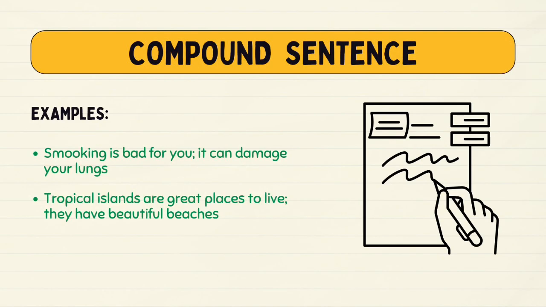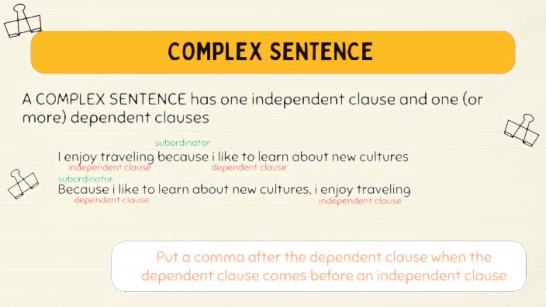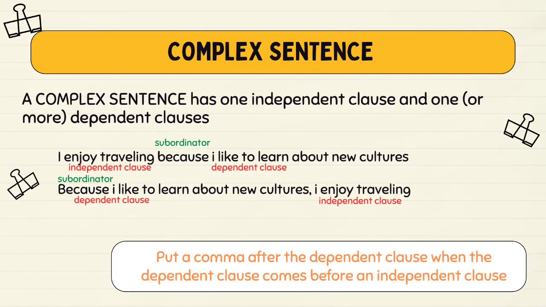Other examples of compound sentences with a semicolon are: Smoking is bad for you; it can damage your lungs. Tropical islands are great places to live; they have beautiful beaches. The third type of sentence is the complex sentence.